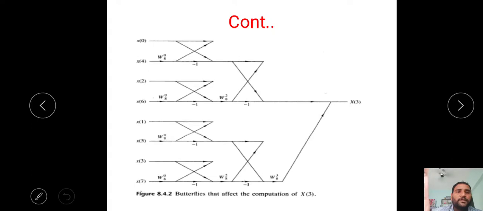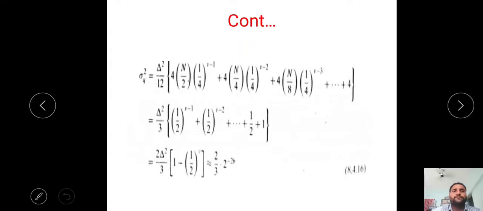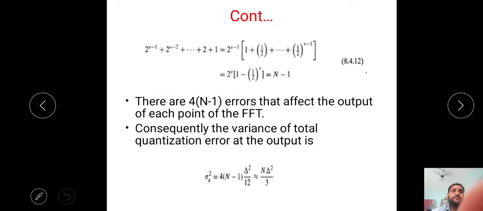So, the butterflies that affect the computation of X(3) are these. We distribute the total scaling of 1/N into each stage of the FFT algorithm. At the end, simply said, for a one point FFT calculation, we get 4(N-1) errors, which affect the variance N delta squared by 3. These errors must be rectified to use the FFT algorithm practically.